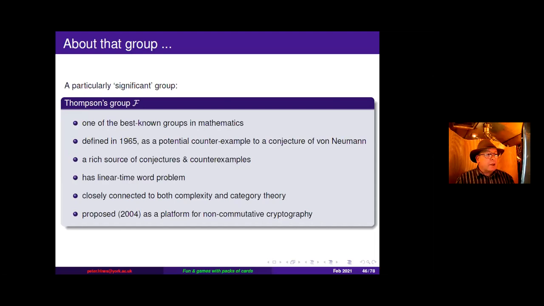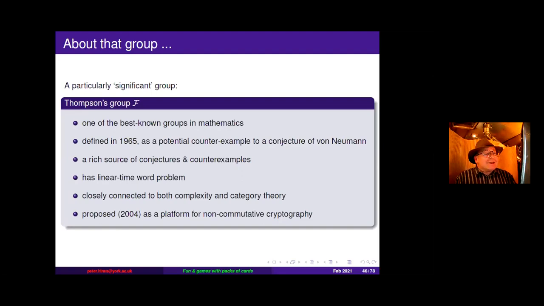Okay, well, first of all, about this group. It's one of the best known groups in mathematics. Thompson introduced this in 1965 as a potential counterexample to a conjecture of von Neumann. Von Neumann's conjecture has since been proved to be false, but it's still unknown whether Thompson's group itself is a counterexample or not. So it's a great place to go when you're looking for conjectures or counterexamples to someone else's conjecture. It's got close connections to, as we've seen, category theory and indeed the theory of complexity. People in theoretical computer science love it for precisely that reason. And it was proposed in 2004 by Vladimir Shpilrain and Alexander Ushakov as a platform for non-commutative cryptography. So more on that later.